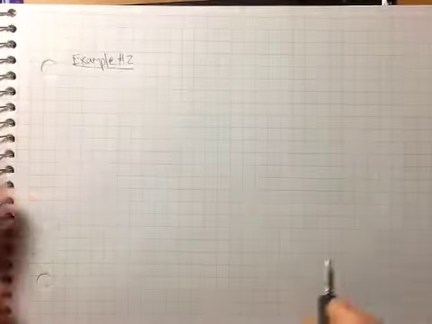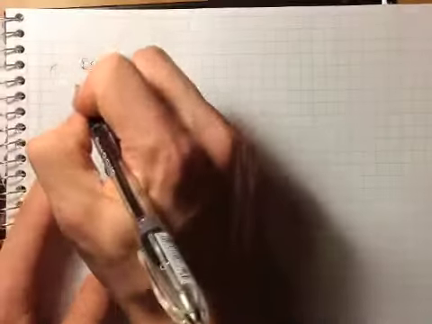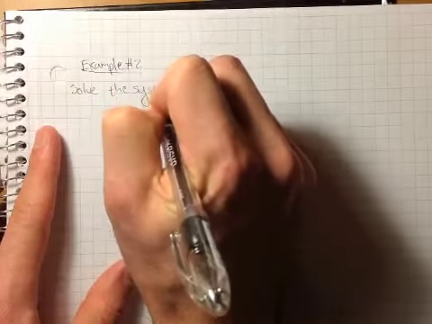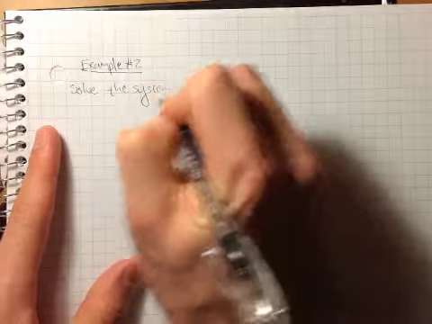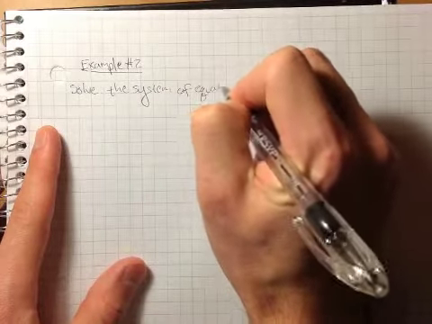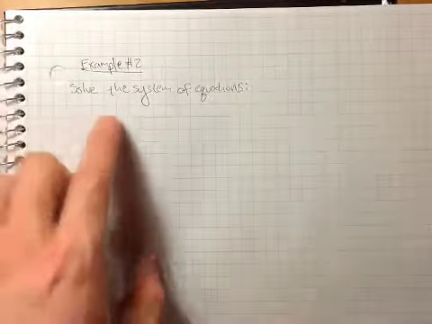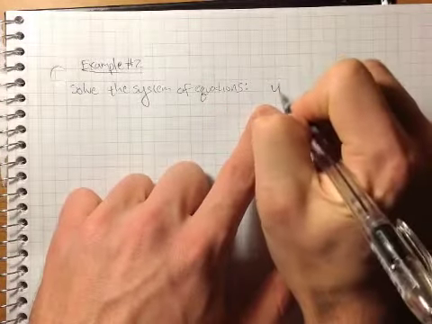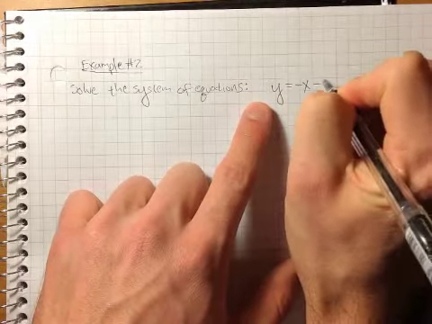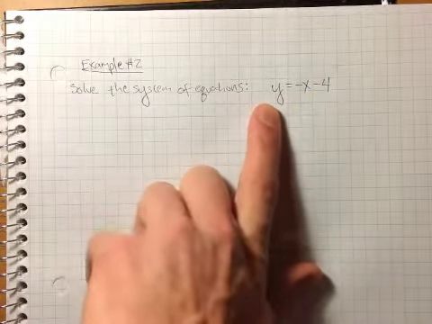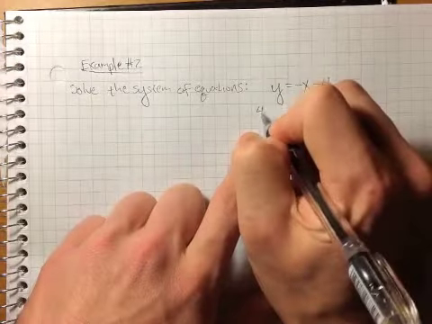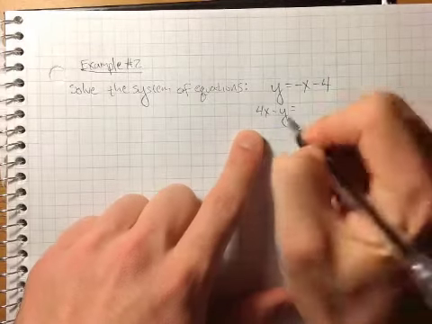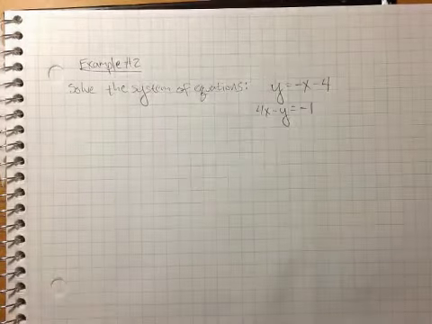Example number 2. Okay, so let me give you another system of equations. So the directions are going to be: solve the system of equations. And yes, I do want you to write down the directions in your notes as well. Solve the system of equations. And this is going to be the system. y equals negative x minus 4. And then 4x minus y equals negative 1. Okay? So this is the new system of equations that I want to solve.